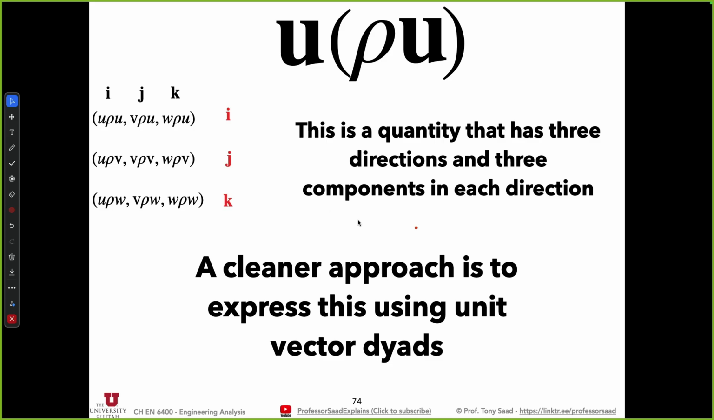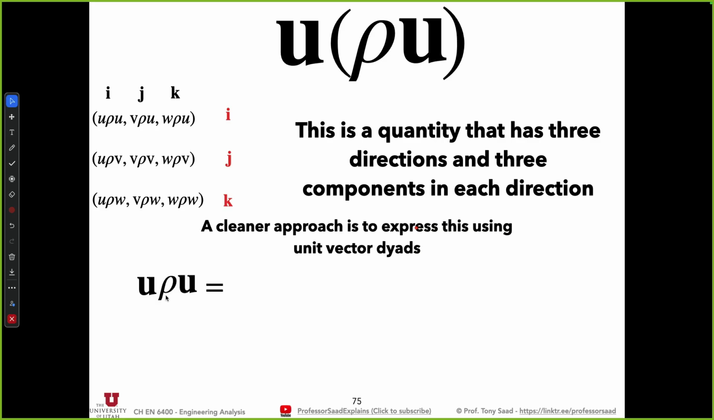The dyadic form is the one that I personally like because it's very clear and unambiguous. But some people haven't seen it before, so feel free to not use it if you want. To me, it's the easiest way to write these with full clarity. The idea is to express each vector in terms of the unit vectors i, j, k, and then use dyads on i, j, and k, and then make sense of that.